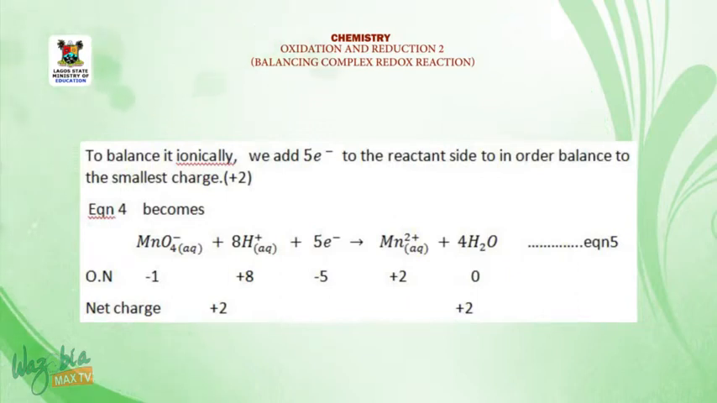So when you consider the oxidation number, for MnO4- is minus 1, for 8 hydrogen ions is plus 8, and the 5 electrons is minus 5. Then on the product side, we have Mn2+ is plus 2, and for the 4 water molecules is 0. And so you find out that for the reactant side, it is plus 2, and for the product side, it is plus 2. So both reactions are now balanced atomically and ionically. So we'll stop there.